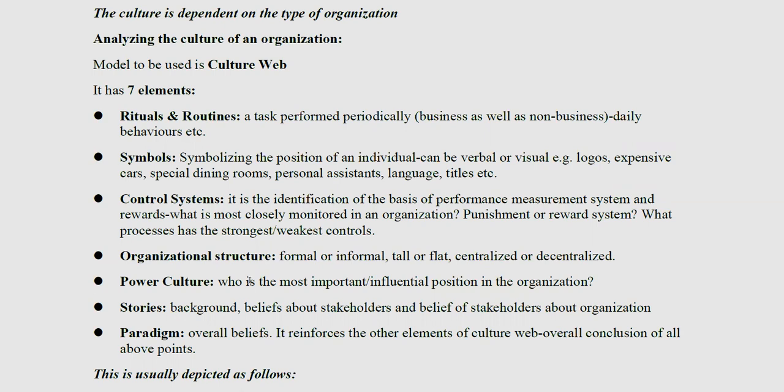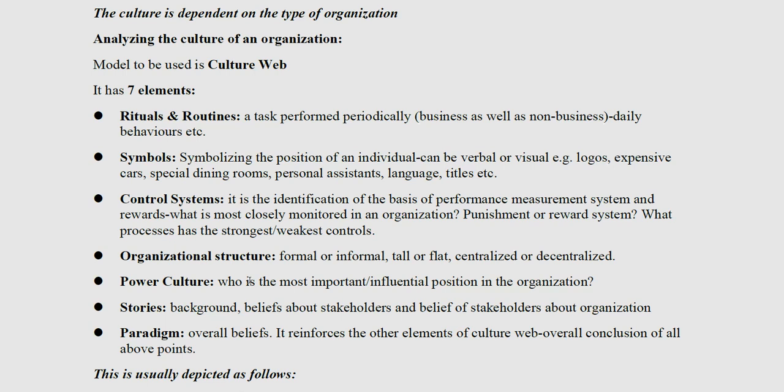Be careful with the culture web this time. They can ask you to apply the culture web, so you must know what is in the culture web. So we have control systems. This is the basis of performance measurement and rewards. What is closely monitored in the organization? Punishment or reward system? What processes have the strongest or weakest controls?